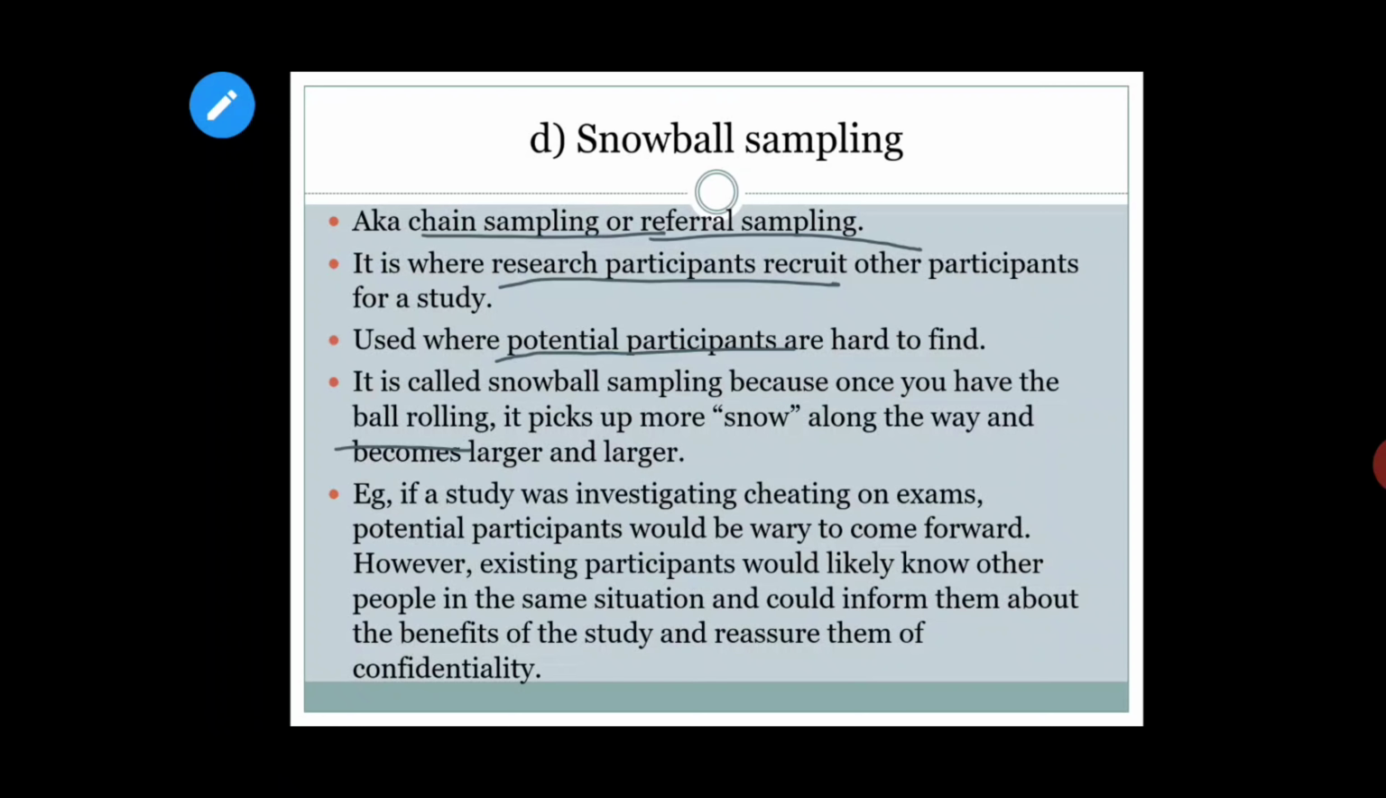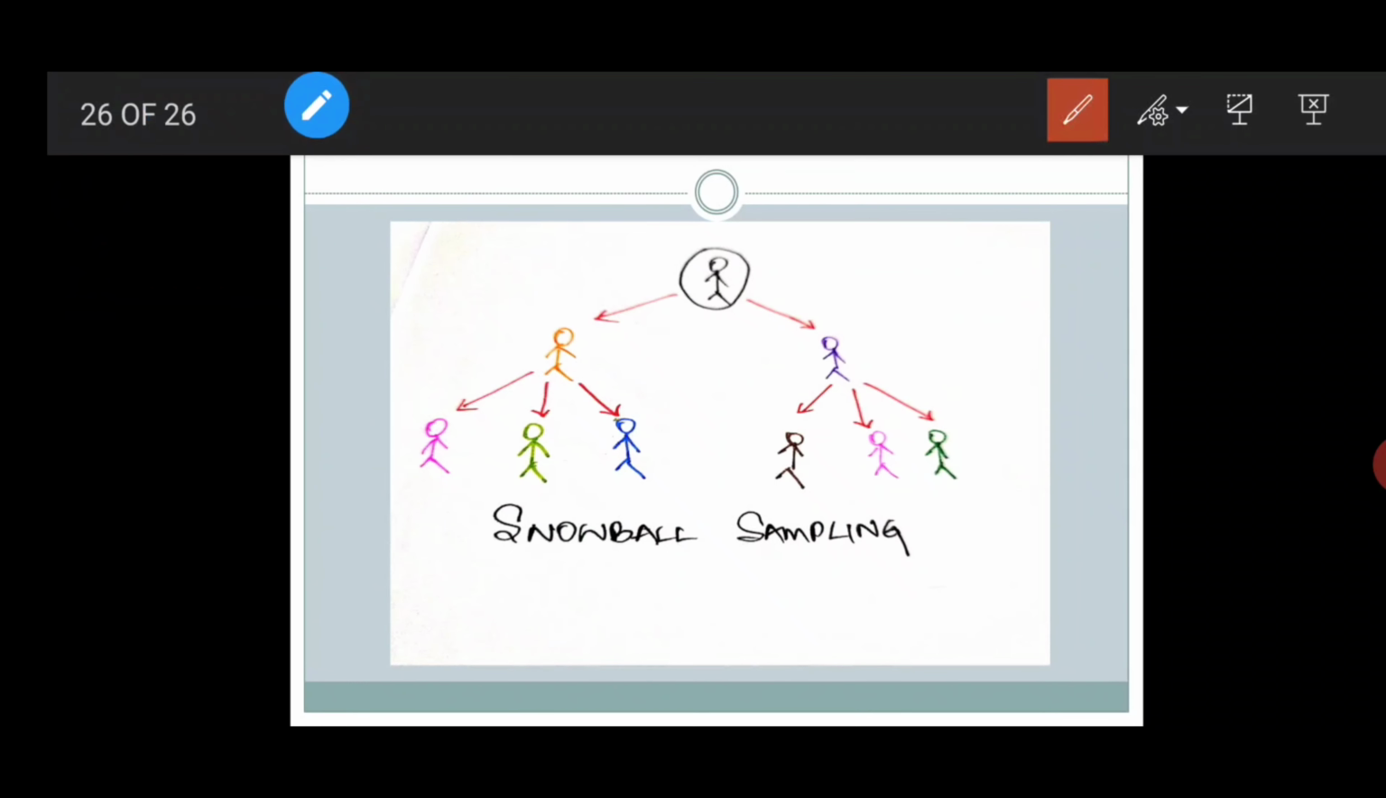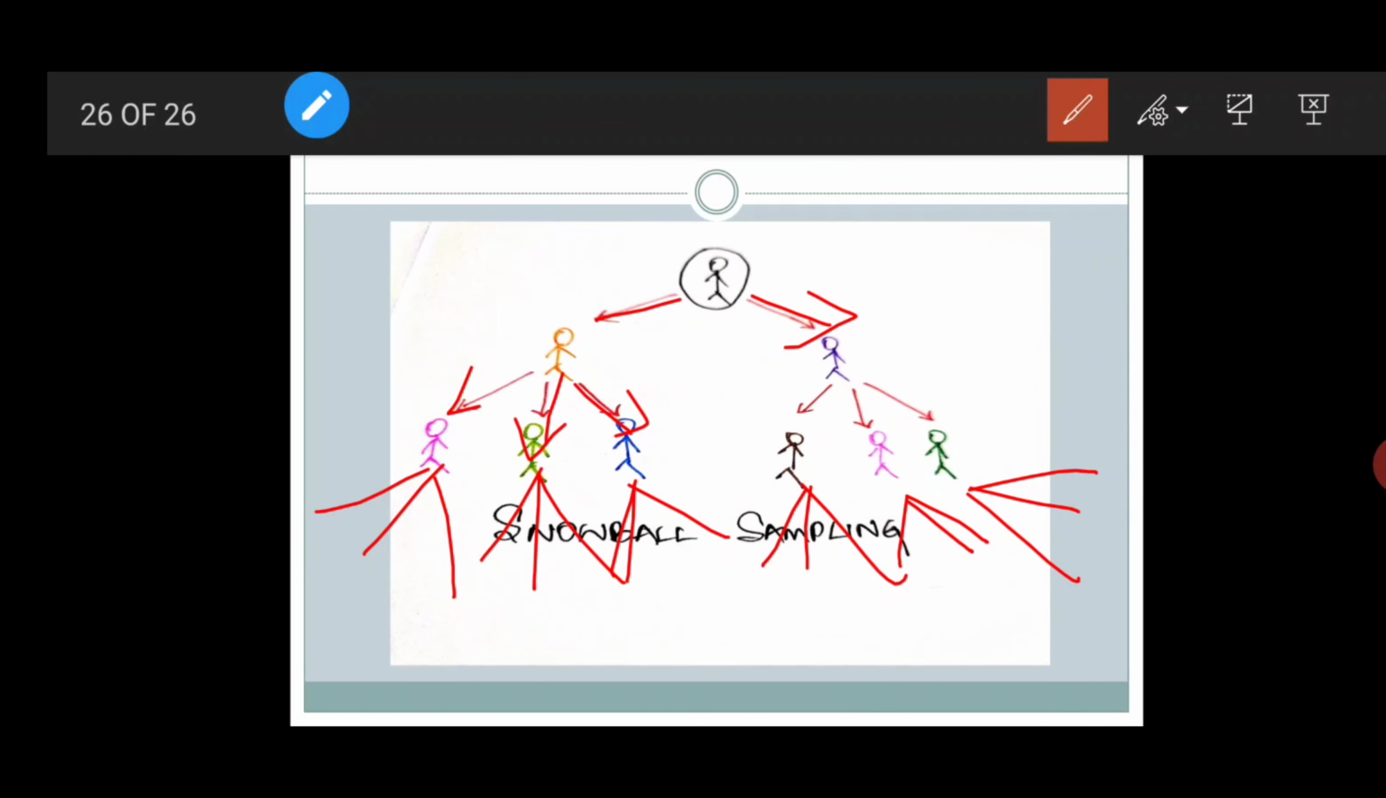So let's say there is a study, and this study was investigating cheating on exams. Potential participants would be wary to come out. However, existing participants would likely know other people in the same situation and could inform them about the benefits of the study and reassure them of confidentiality. So this is what snowball sampling looks like. As you can see, it has formed chains, and this person is going to form a few more chains. Okay, so this way the researcher can get participants for his study.